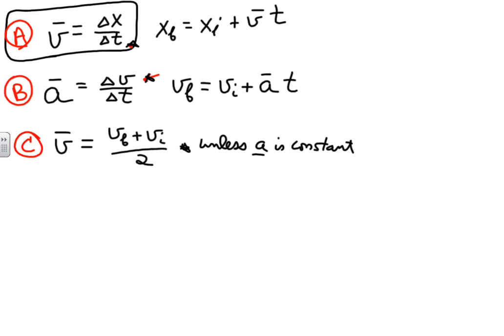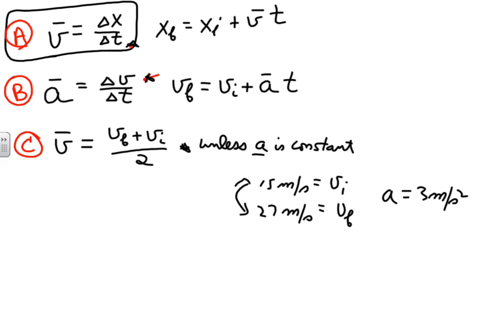Okay? So if you're starting at 15 meters per second, and that's V initial, and you ended up at 27 meters per second, and that's V final, and the acceleration was constant at about 3 meters per second squared, yes, you can use this equation and find the average speed. And that might actually be an easier equation to use than doing total distance over total time, because you'd have to figure out the total distance traveled with those two speeds in order to get that right. Okay? So sometimes equation C is a better one to use, but never ever use it unless acceleration is constant.